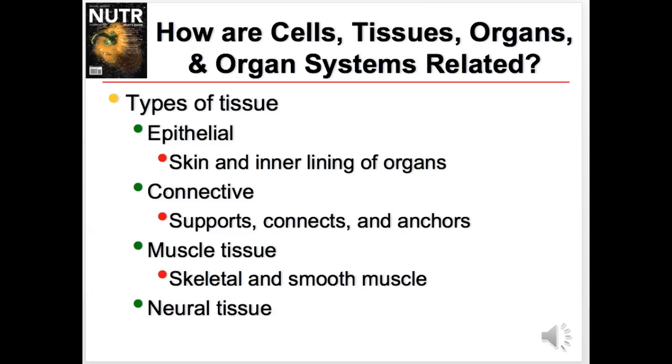And then we have neural tissue, another name for which is nervous tissue. It's made up of two parts of the nervous system: the brain and the spinal cord of the central nervous system, called the CNS, and the branching peripheral nerves of the peripheral nervous system, called the PNS, which regulate and control bodily functions and activities.